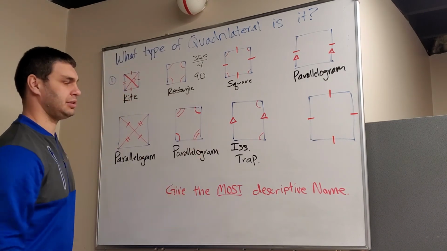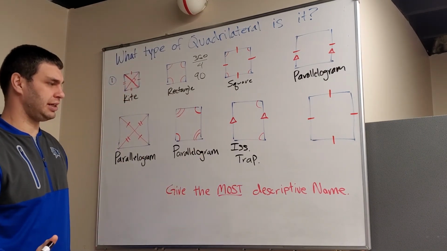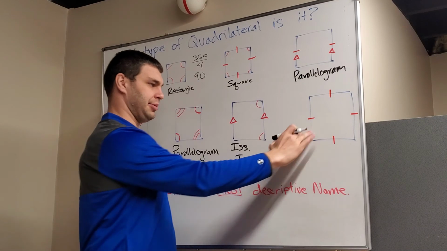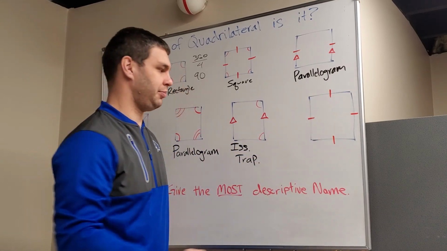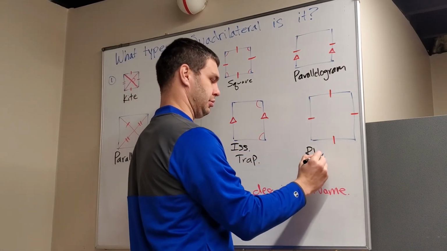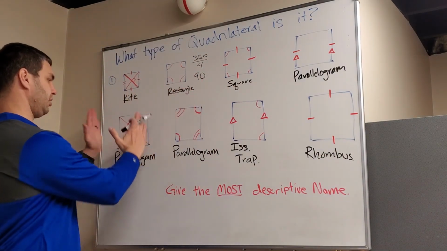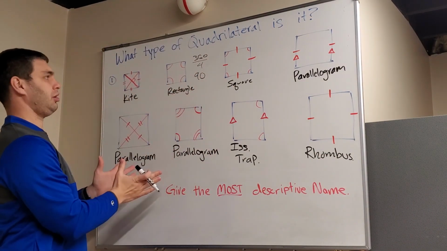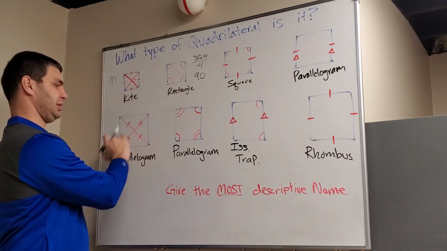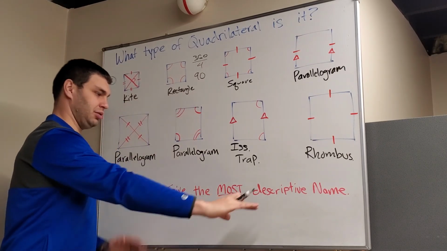All right, then the last one. All we know is all 4 sides are the same. We don't know anything about the angles, so this is just going to be a rhombus. Okay, so there you have some general looking quadrilaterals, and with the specific parts given, we gave the most descriptive name.